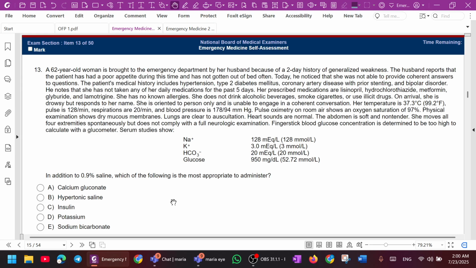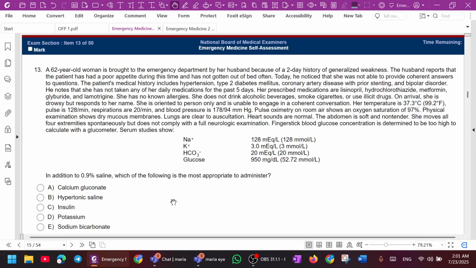Which of the following is the most appropriate to administer? A 62-year-old woman is brought to the emergency department by her husband because of today's history of generalized weakness. The husband reports that the patient has had a poor appetite during this time and has not gotten out of bed today. He noticed that she was not able to provide coherent answers to questions.